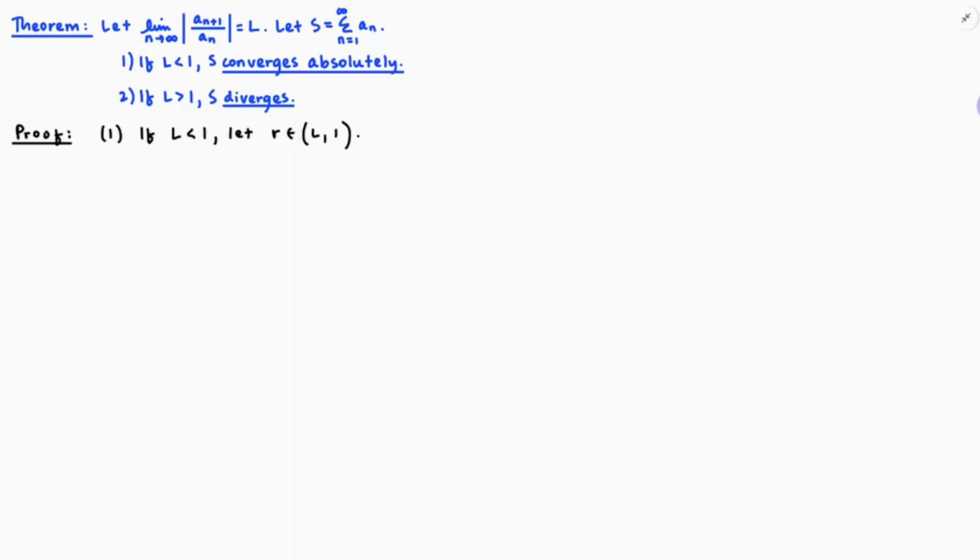And then I'm also going to let R be this number that's between L and positive 1, which, if L is less than 1, then there has to be a number R, a bunch of numbers R to choose from, between L and 1 in that open interval. Okay, we know that the limit as n approaches infinity of the absolute value of the ratio a sub n plus 1 to a sub n is equal to L, which is less than R.